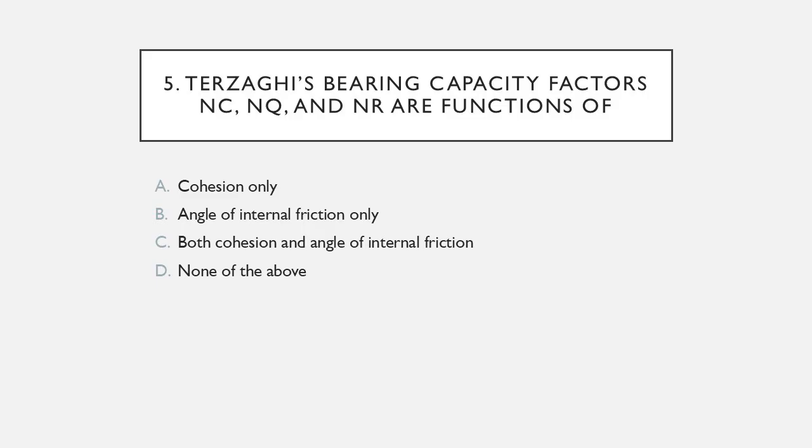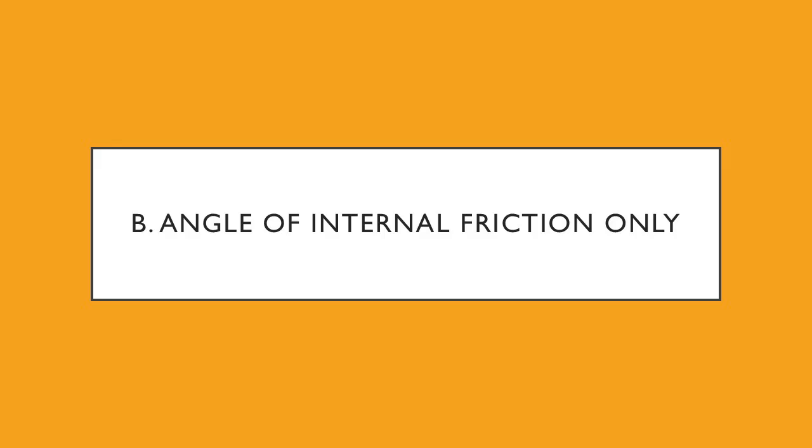B. 50%. 5. Terzaghi's bearing capacity factors Nc, Nq, and Nγ are functions of: A. Cohesion only, B. Angle of internal friction only, C. Both cohesion and angle of internal friction, D. None of the above. B. Angle of internal friction only.